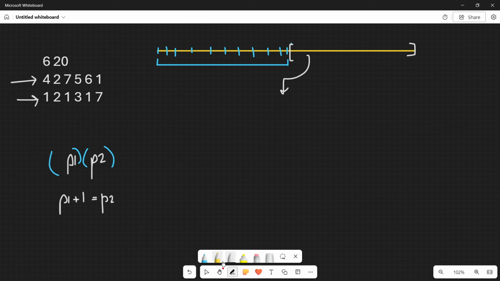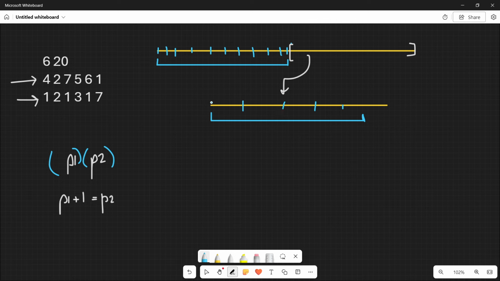For example, I'm writing this sequence here. This much money is left to me. Now I will try to divide P2 in this. For example, P2 comes here. The maximum number of P2s which I can get from this segment is this much only, because the size of P2 is greater.